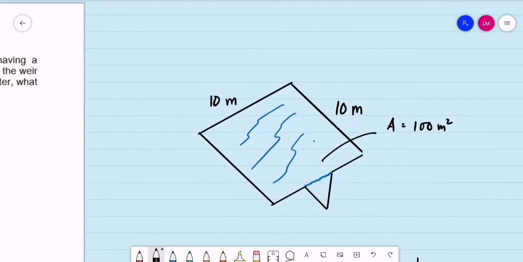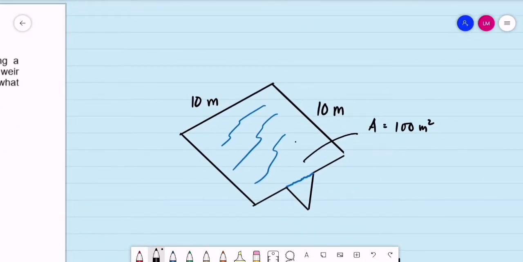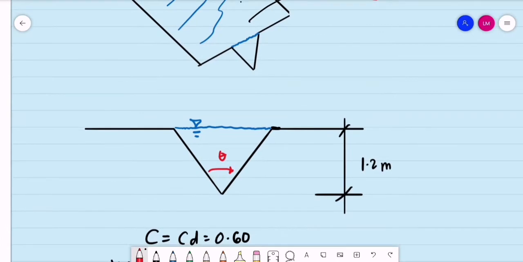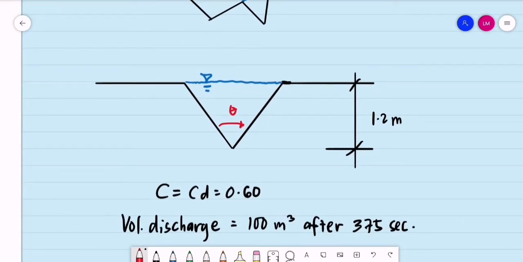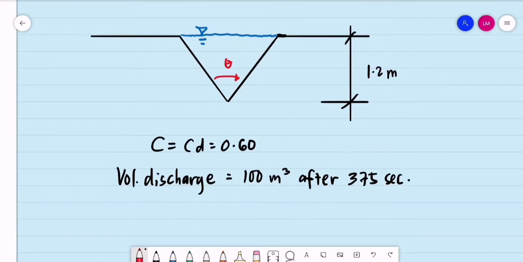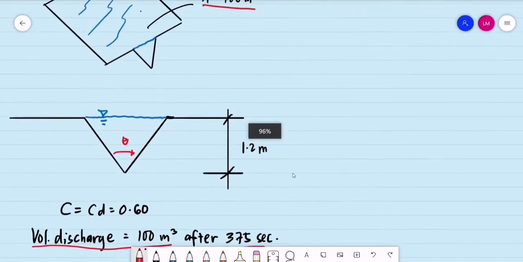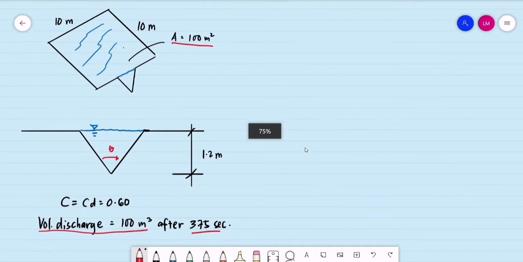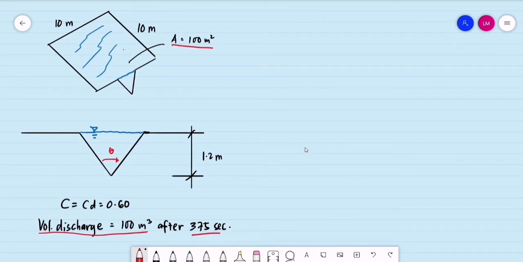Ito yung cross-sectional area ng tank natin, 10 meters by 10 meters. So obviously, the area will be 100 square meters. Okay, ito naman yung parang front view ng V-notch weir or basically triangular weir. Okay, sinabi niya sa problem, the volume discharged is 100 cubic meters after 375 seconds. Kaya kung may involved na time, again, falling head na naman yung case na to, katulad nung previous example, pero this time, triangular weir. Okay, so magbe-base pa rin tayo dun sa start, yung initial concept ng discharge ng orifice or weirs.